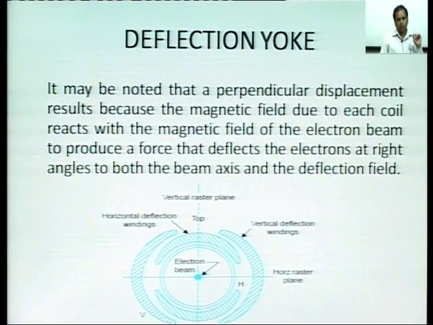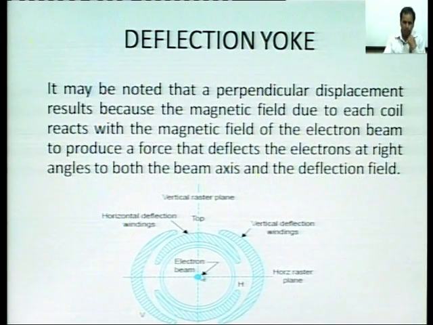Next is the deflection yoke. It may be noted that a perpendicular displacement results because the magnetic field due to each coil reacts with the magnetic field of the electron beam to produce a force that deflects the electrons at right angles to both the beam axis and the deflection field. So, here it is very clear from the picture. This is called the deflection yoke. Here the cross-sectional view of the deflection yoke is shown.